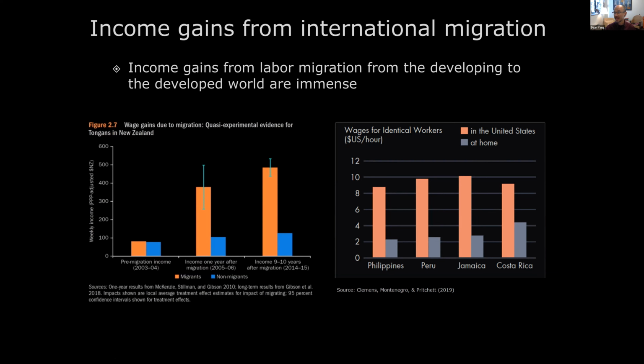And in almost all cases, the income gain is several-fold. I think the smallest income gain they report is a doubling of wages, and the largest income gain they report is in the order of a 15-fold increase in wages. And these are just 4 examples from all of the tabulations they do.